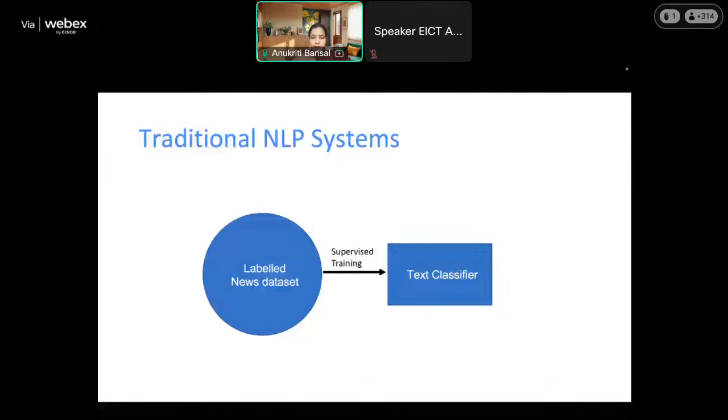These kinds of words which have different meanings in different contexts are called homonyms. And there are other complexities as well in the language. The traditional NLP systems, these supervised methods, were not able to understand these different complexities because they were processing the text as sequential information.